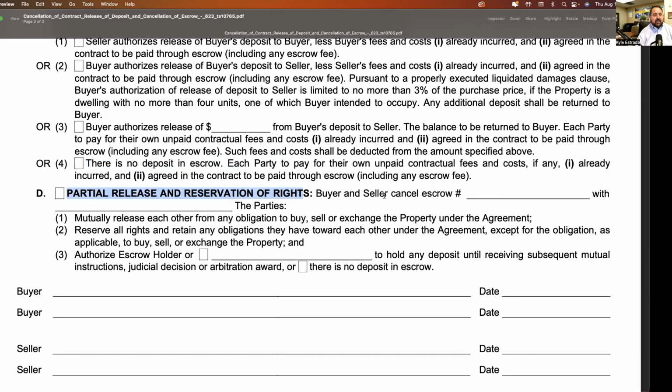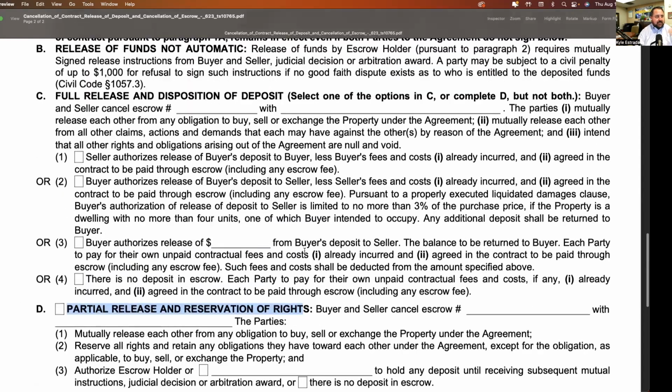we can say that the buyer and seller agree to cancel the escrow, with the parties mutually releasing each other from the obligation to buy or sell, reserving all rights, retaining the obligations right towards each other under the agreement, except for the obligations applicable to buy, sell, exchange of property. Authorize escrow holder to hold any deposit until receiving subsequent instructions. So this is how we choose our rights, if we want to preserve our rights. So that's a separate section.